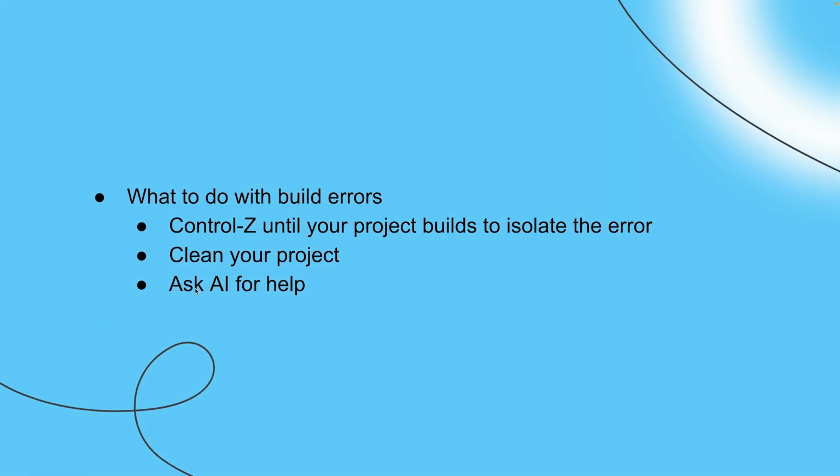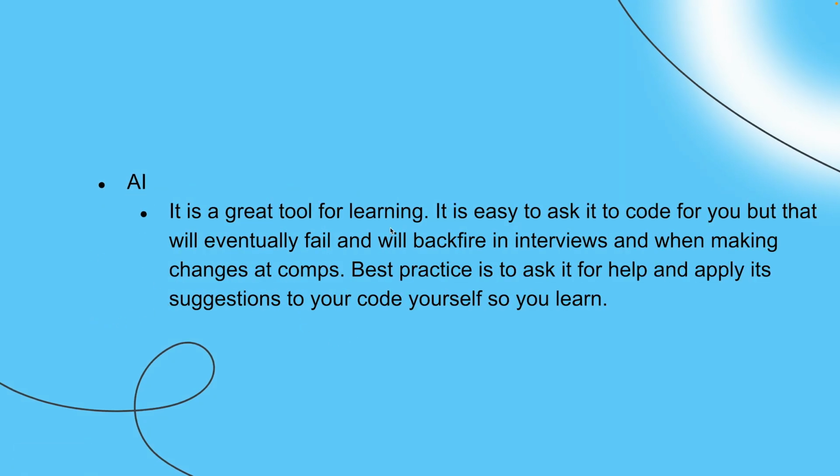And also, okay, we can ask AI for help. We've got a whole thing about AI. It's a great tool for learning, but if all you do is ask AI to make your whole code, it's going to hurt you, because in interviews you're not going to know what you're talking about. And if something breaks at a comp and AI wrote it and you don't know how to fix it and you rely on it, then you're kind of cooked. So it's best if you ask AI to help you learn. I used it to teach me how to do PID, and I made my own PID.